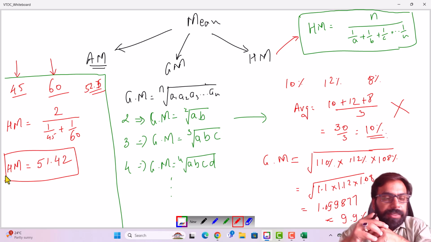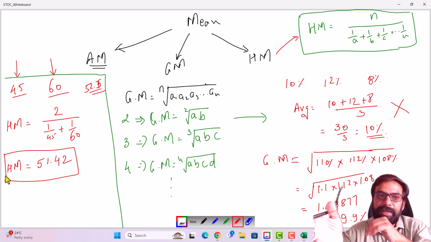So guys, these are the three means. In the next video, let's try and understand what we mean by median and mode. I think we'll cover median and mode in the same video.